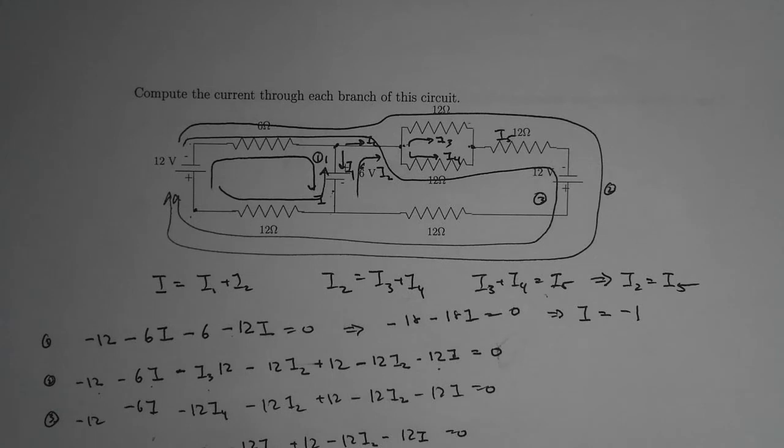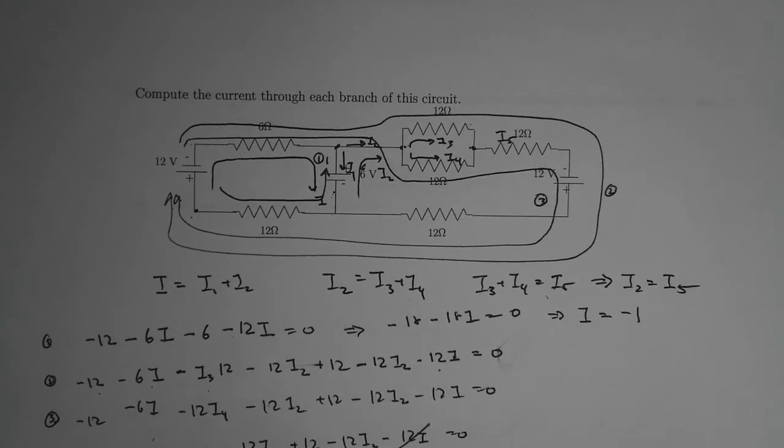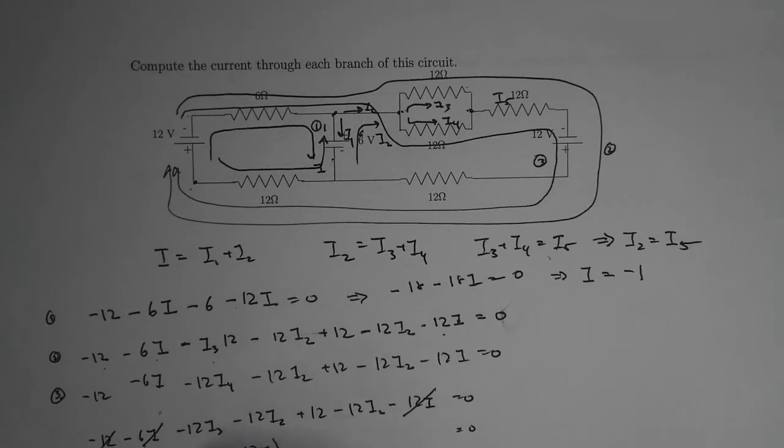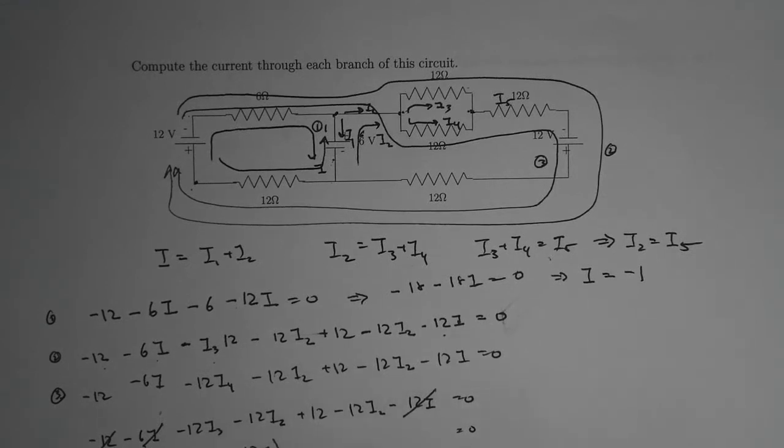So subtracting these two, this one will cancel out that one. This one will cancel out that one. That one will cancel out this one. This becomes a plus 6. So what I have left is 12 minus 12i3 minus 12i2 plus 12 minus 12i2, and then this is now a minus 6 plus 6 equals 0.